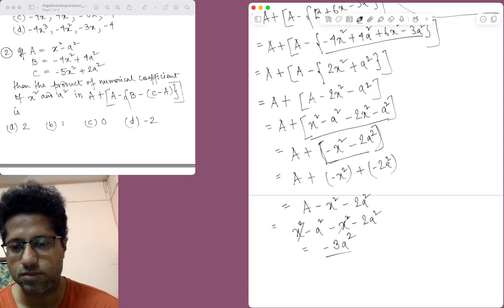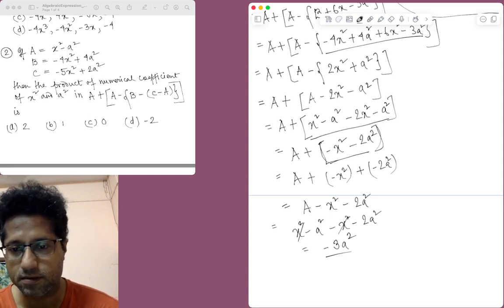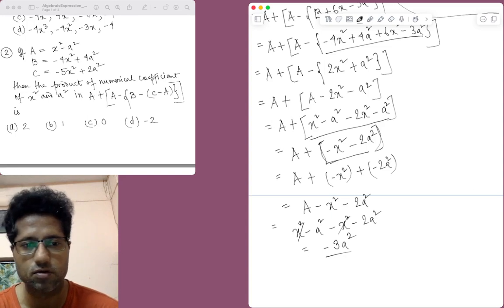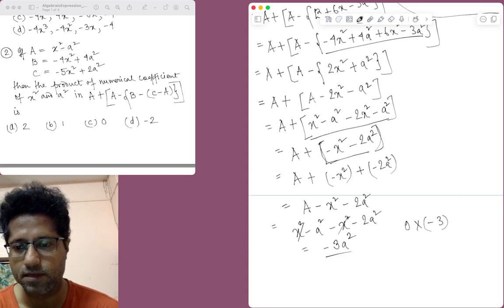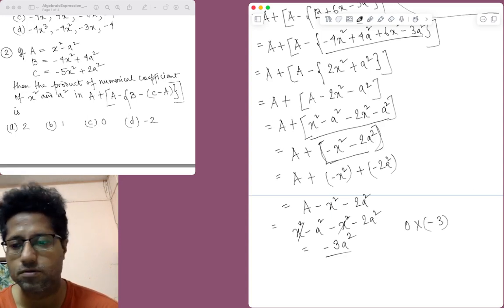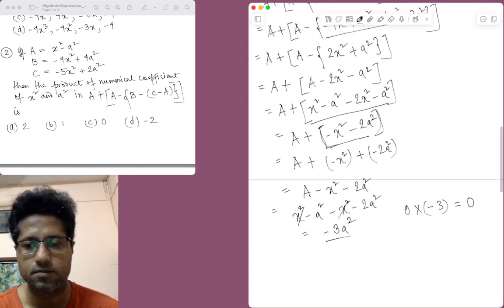So the answer actually will be: the numerical coefficient of x square in minus 3a square is 0 because there is no x square term. So the answer is 0 into minus 3. Minus 3 is the numerical coefficient of a square in the final algebraic expression or term minus 3a square. So this is 0.